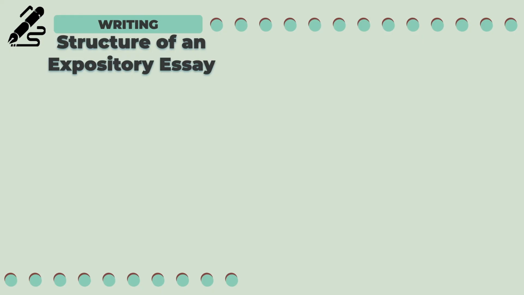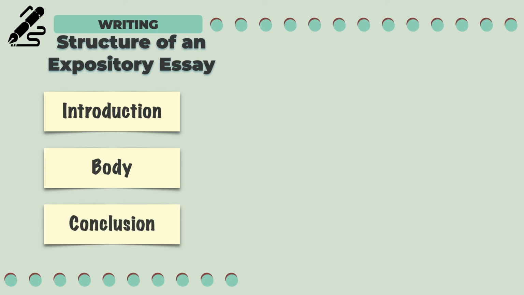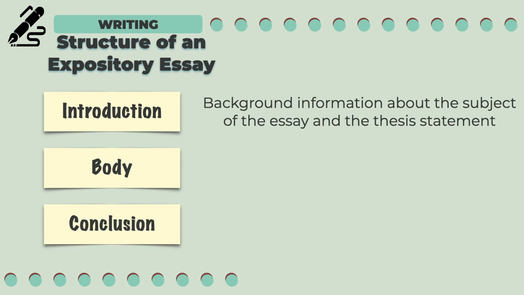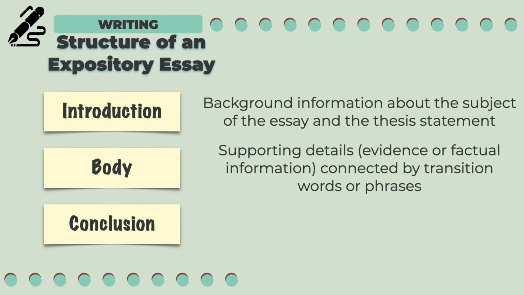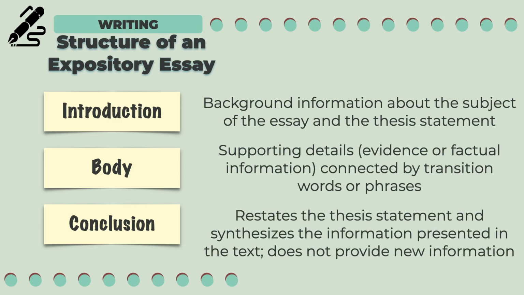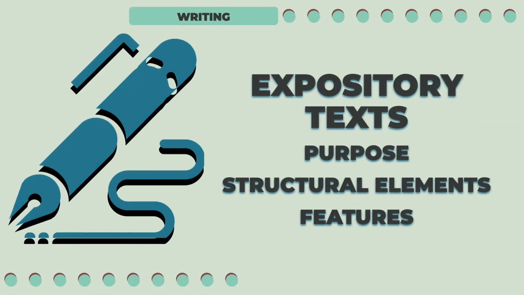In conclusion, the structure of an expository essay is just like the structure of any other types of essays that you know. There is the introduction, the body, and the conclusion. Remember that the introduction gives background information about the subject of the essay and the thesis statement. The body gives the supporting details, evidence or factual information connected by transition words or phrases. Lastly, the conclusion restates the thesis statement and synthesizes the information presented in the text, and it does not provide new information. I hope that you have learned a lot about expository text in this video.